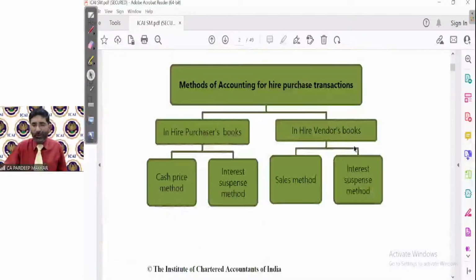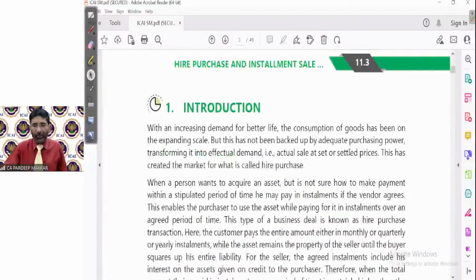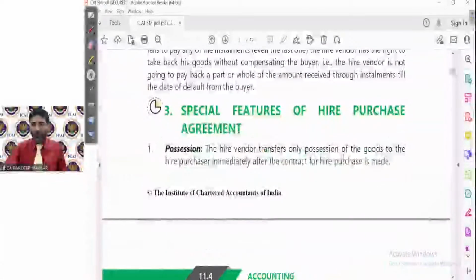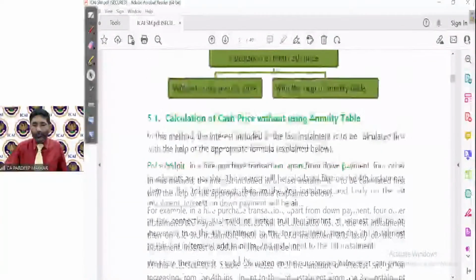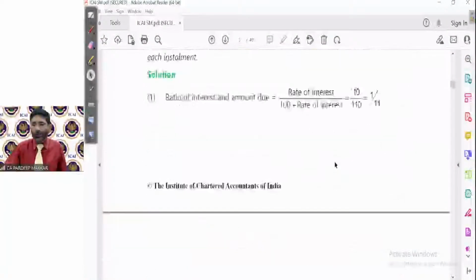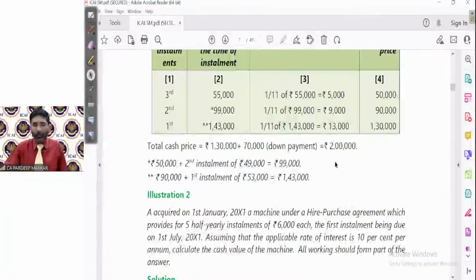Just wait, because that is not a part of working in the beginning. It will be a part of working at the end. So we'll cover it at the end. Just tell me, have you done illustration number 1, 2, 3, 4, which I have given you in the homework?